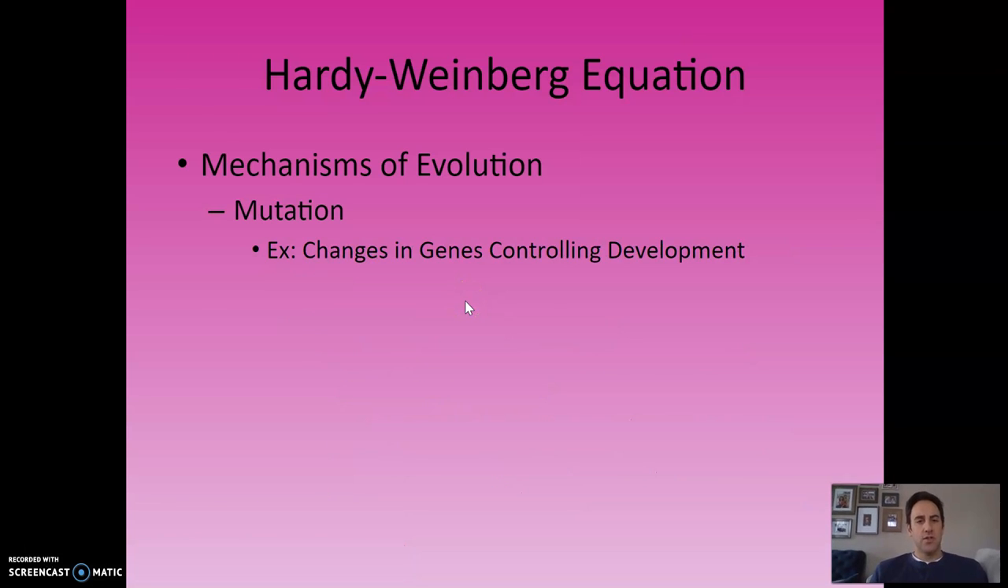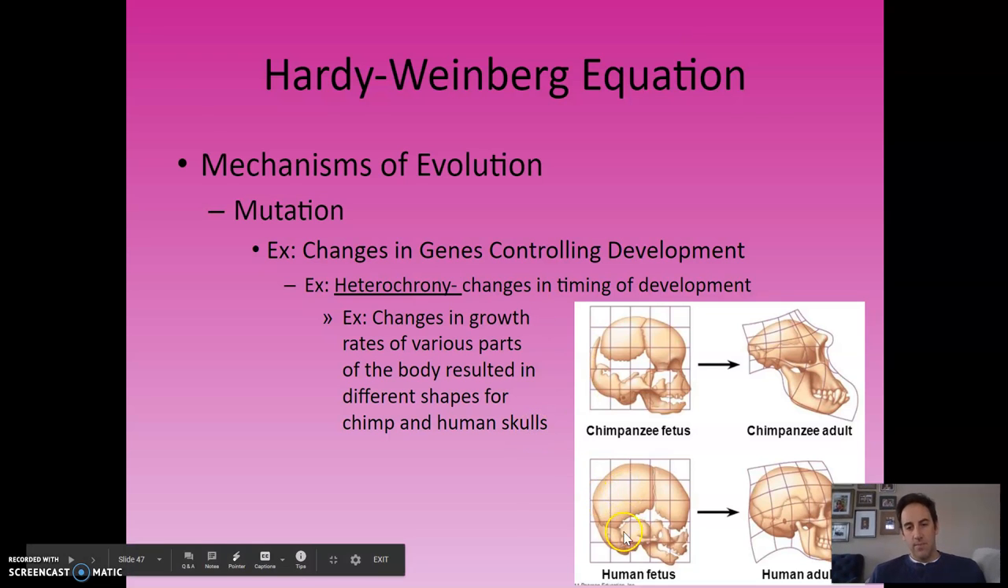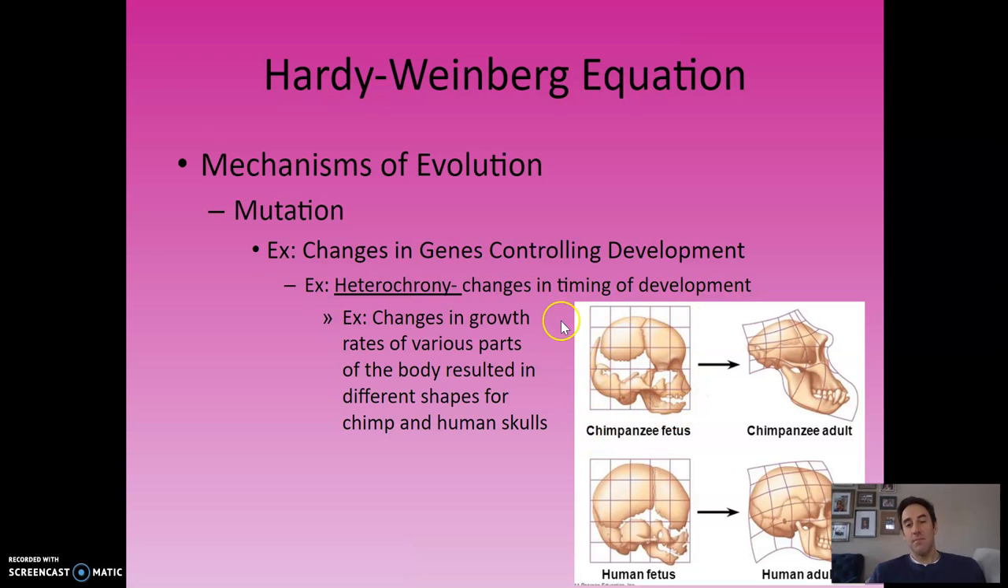Mutations can also cause changes in genes controlling development. That's kind of a source for some of these larger scale changes that we see over evolutionary time. So an example, heterochrony is where there's changes in the timing of development. And so here we have the skull of a human fetus, and they've superimposed a little grid on it. And here we see the same skull of a chimpanzee, at the same scale, with that same grid.